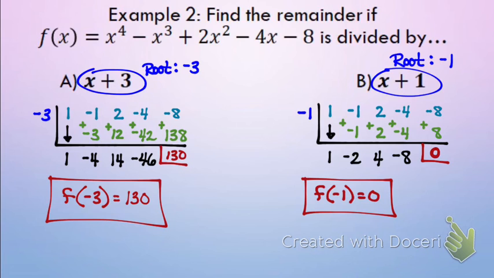Ah, yes. I have my work for both parts A and part B up on the screen. Please go ahead and check your work against mine. And I'm kind of curious on part B. What did we get our remainder to be on part B? 0. That's kind of special. That's kind of meaningful. What does it mean if I have a remainder of 0?